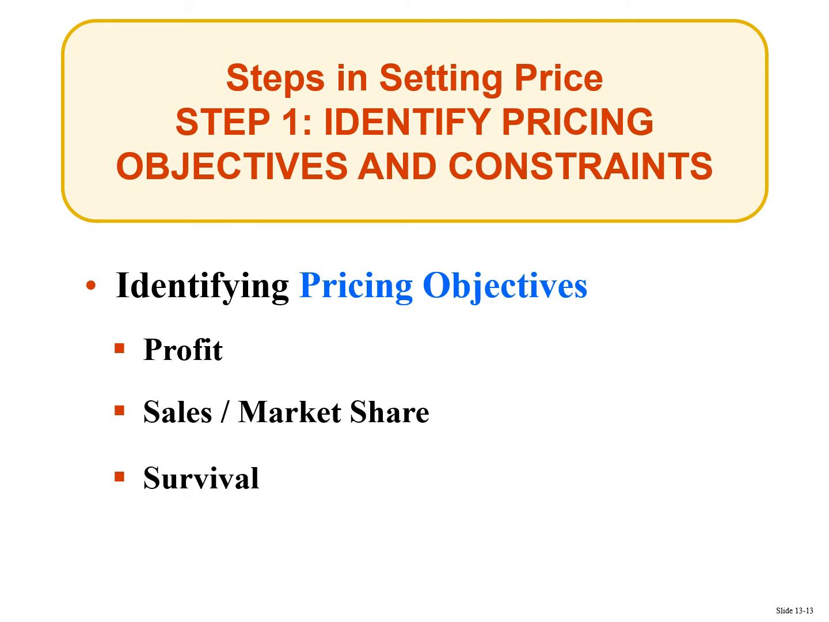Starting off with step number one, which is identify pricing objectives and constraints. So you need to identify your pricing objectives. Those objectives can be profit. Is your pricing objective to set a price so that you can make profit? Do you want to set a price so that you can increase your sales or achieve a certain market share? Or do you want to set your prices so that you can survive? So, what are your pricing objectives? That's what you have to identify first.